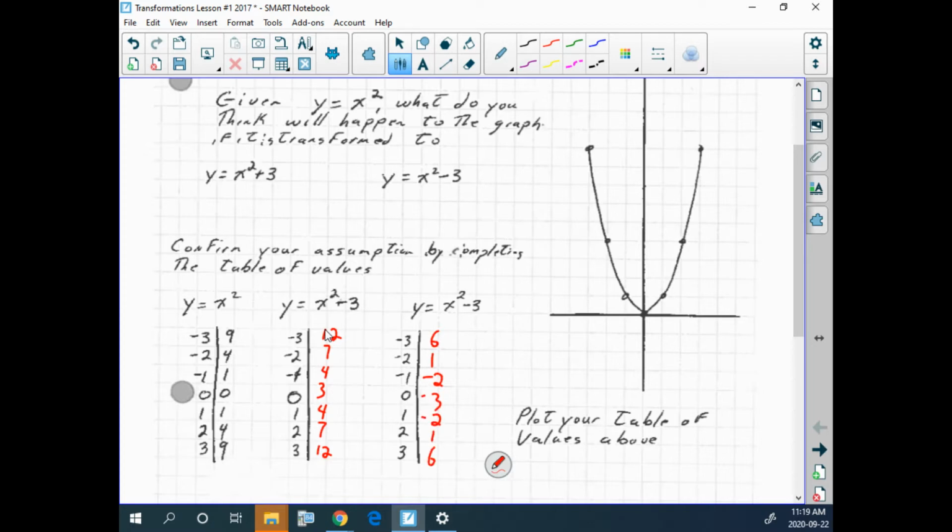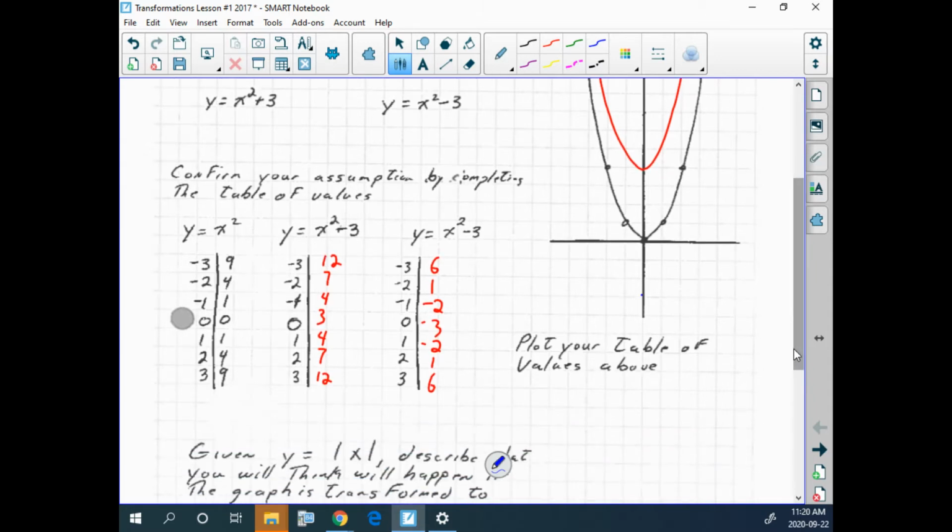So if you take the table of values here and we add 3 to every term, my graph for that one is moved up 3 units. Every y coordinate gets 3 bigger because we do the function. So we square the -3 first and then add 3 to it.